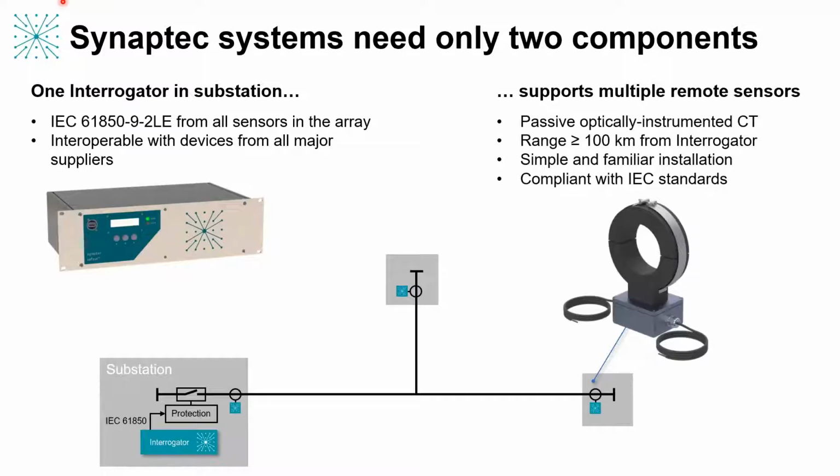The second hardware element in the system is the sensor. One Interrogator can support a very large number of remote sensors which are distributed along that existing single mode fiber in the network. And for differential protection applications in particular, the sensor would be Synaptec's photonic current transducer, or PCT, an example of which is shown on the screen just now. This consists of an industry standard iron core current transformer, but the secondary side of that is optically instrumented by a passive current sensor.